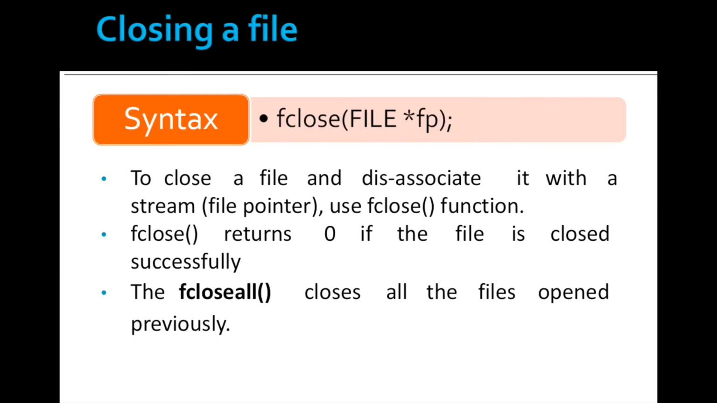Then in order to close a file, we have to use the fclose function and just specify a file pointer. The syntax is general. It will close the file pointed to by fp with the help of the fclose function. fcloseall will close all the files opened previously so far. So there are two functions, fclose and fcloseall. fclose will only close the file pointed to by fp. fcloseall will close all the files that were opened previously.